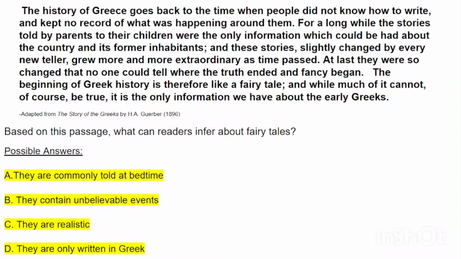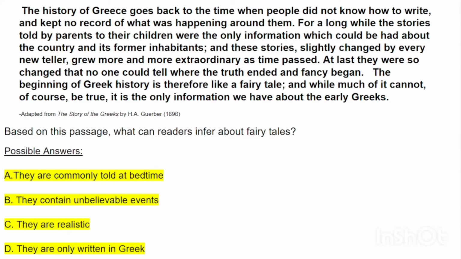So these are the possible answers. They are commonly told at bedtime. They contain unbelievable events. They are realistic. And they are only written in Greek. Okay, so off the bat, we know that D is wrong because they said that the people did not know how to write. So there's no way they're only written in Greek, because the people did not know how to write.